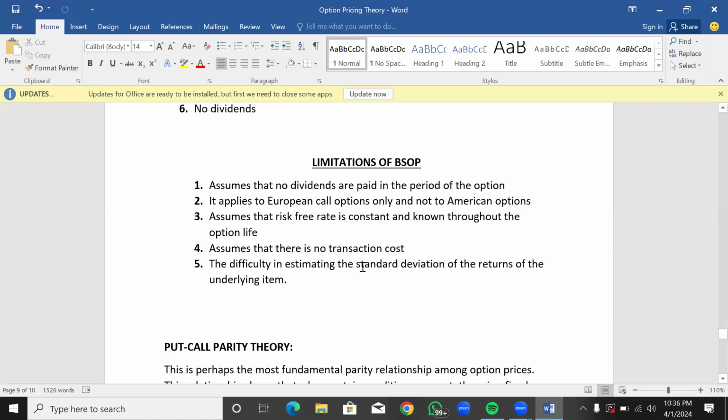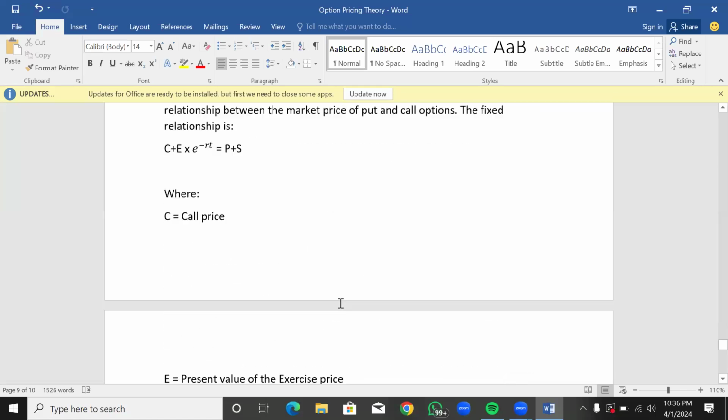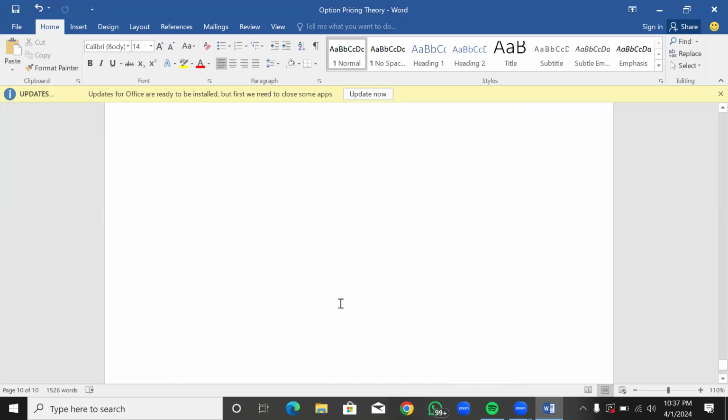So now we have the limitations of BSOP. It assumes that no dividends are paid in the period of the option. It applies to European options only and not to American options. It assumes that the risk-free rate is constant and known throughout the option life. It also assumes that there are no transaction costs and commission costs. There is difficulty in estimating the standard deviation of the returns of the underlying item. So that is that for the limitations of BSOP. I think this is the last part of this.